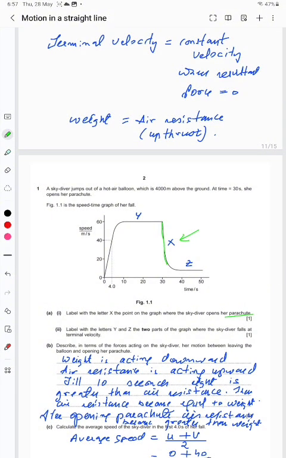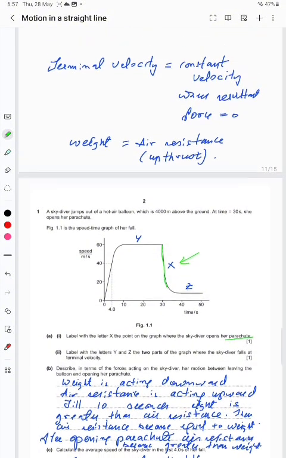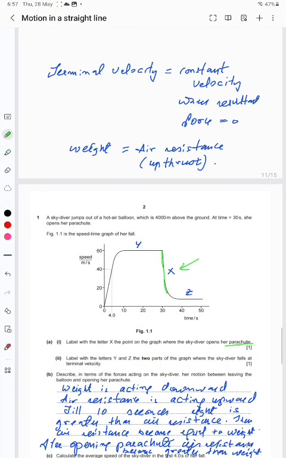Label with letters Y and Z the two parts of the graph where the skydiver falls at terminal speed. Terminal velocity or terminal speed is actually a constant speed, and it is the point at which the resultant force is zero. All forces are cancelling the effect of each other. That is why the object is falling with constant speed.